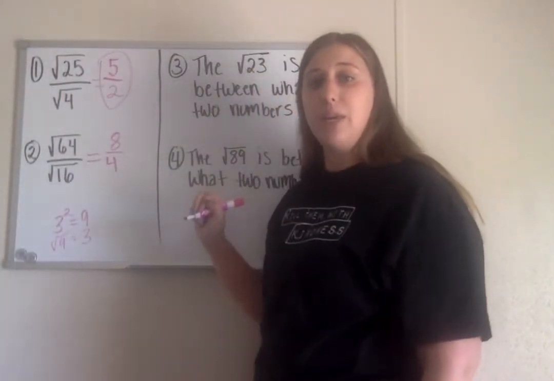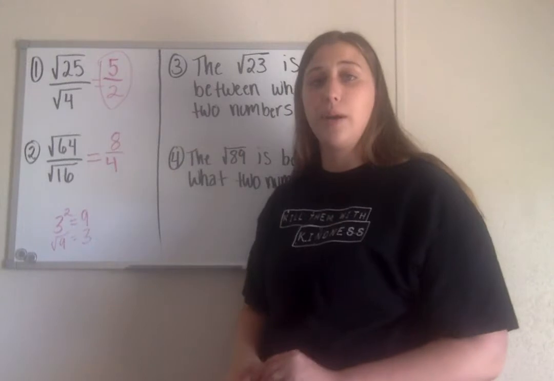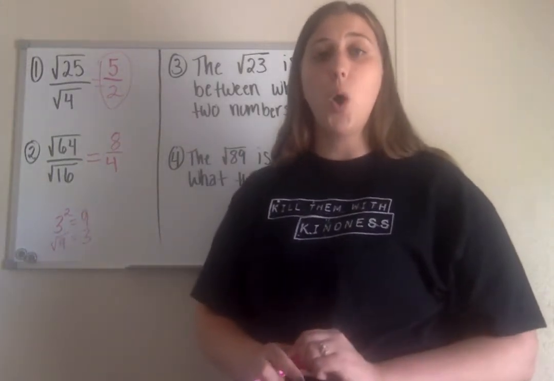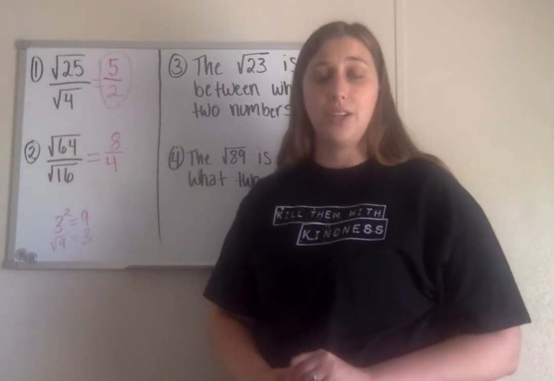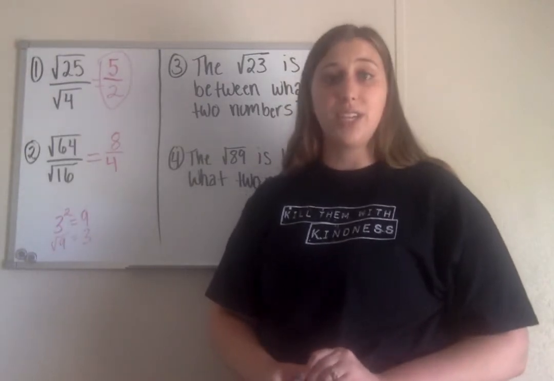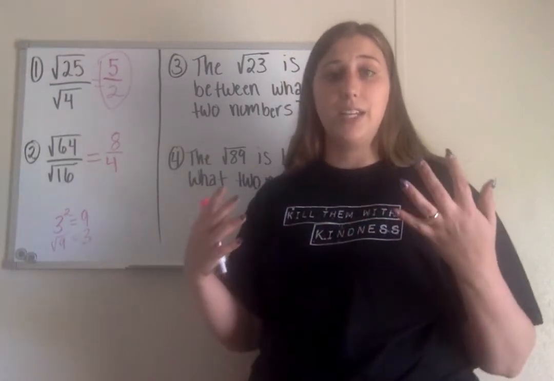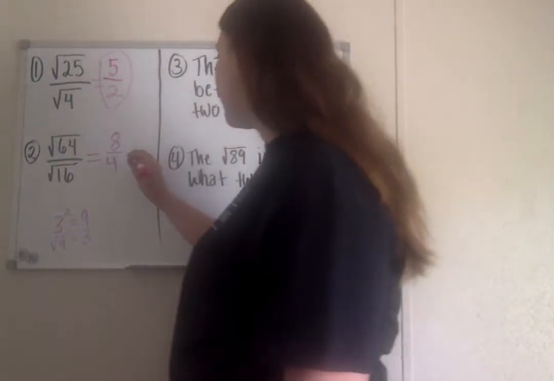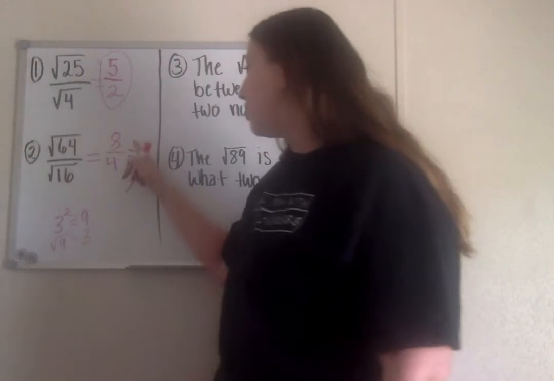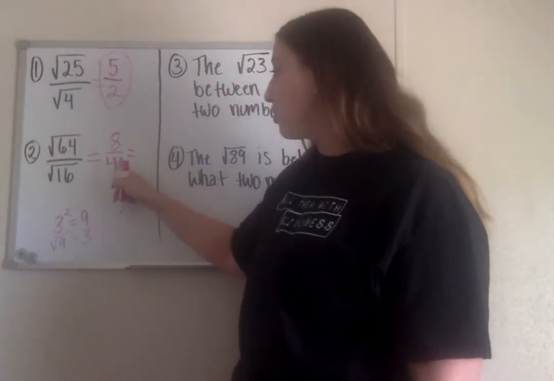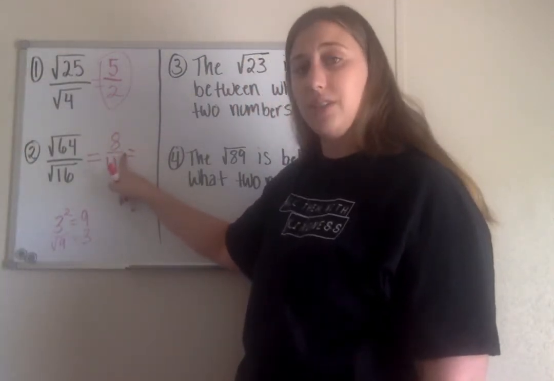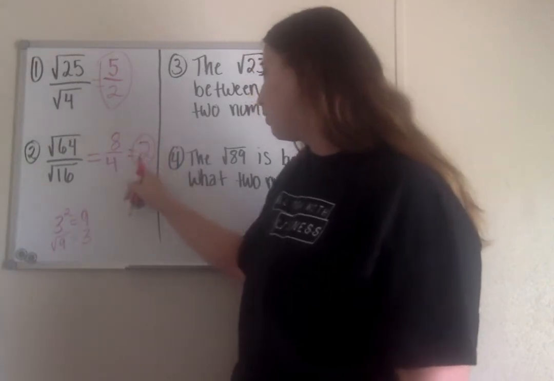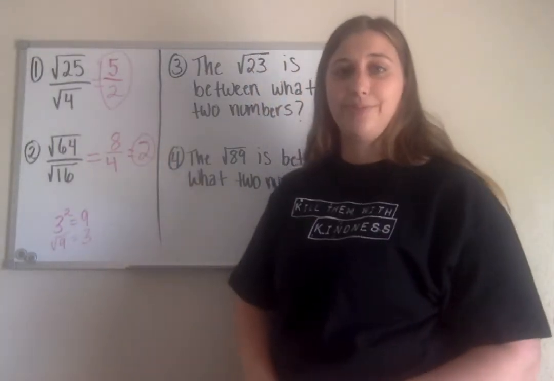Now we have an answer of 8 over 4, but that is not our final answer, because remember, you always have to simplify your answer. Even if the instructions don't say to, it's kind of a given. It's always there in math. We want simplified answers. In this case, we can do 8 divided by 4. Remember, this fraction is still just a division sign, and we get 2. So our answer for number 2 is 2.